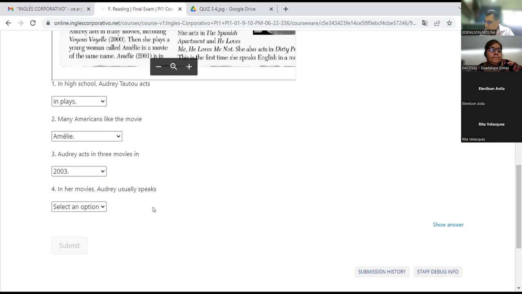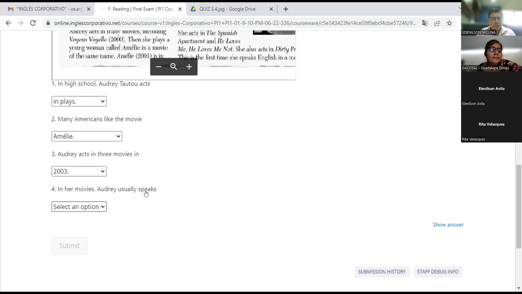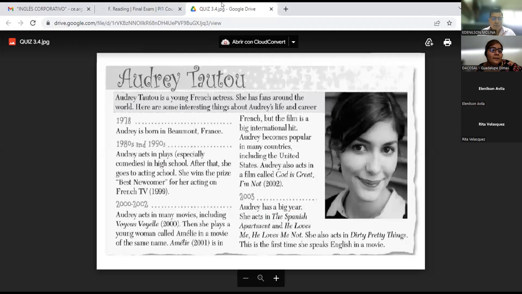In her movies, Audrey usually speaks... ¿Qué idioma habla usualmente en las películas? English. Are you sure? French. It's not English. No es inglés. ¿Qué dice acá? This is the first time she speaks English in a movie. Es la primera vez que habla inglés en una película. Nos pregunta qué idioma habla en las películas. Mira. Usualmente habla, ¿qué habla en sus películas? English, French. Spanish or French? French. Yes, right.